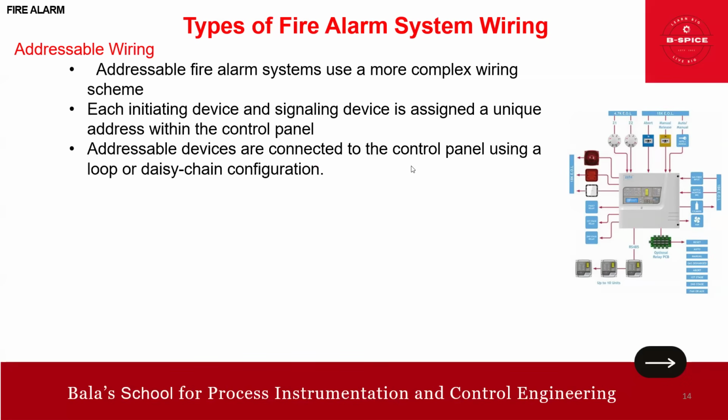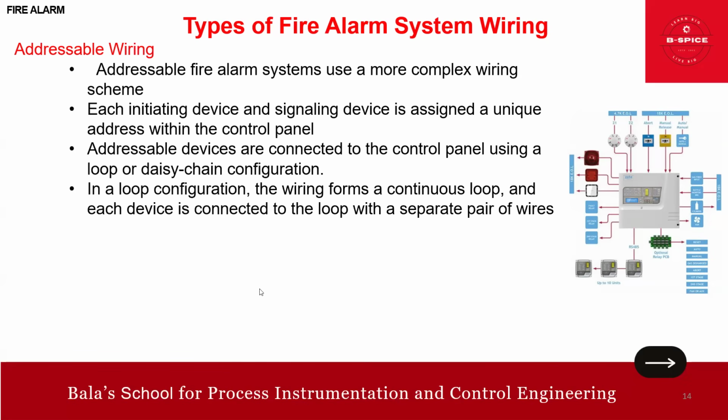Addressable devices are connected to the control panel using a loop, you see, a loop or maybe a daisy chain. Like this, a daisy chain, and some are loops actually, right? In a loop configuration, the wire forms a continuous loop, and each device is connected to the loop with a separate pair of wires.